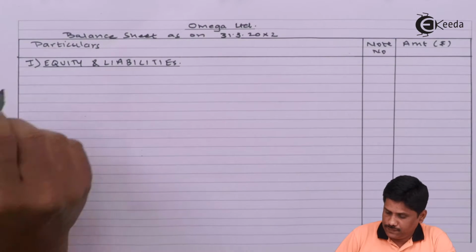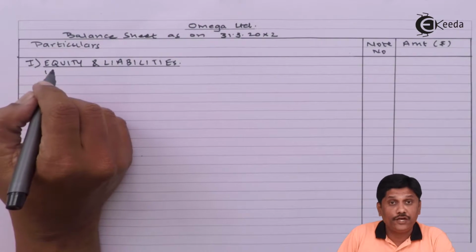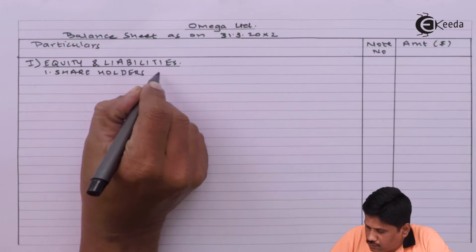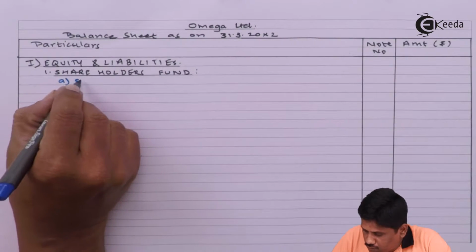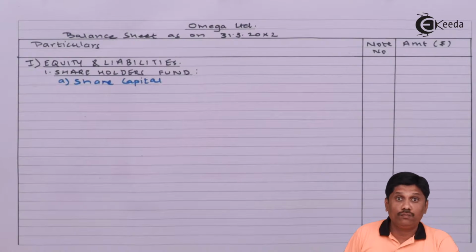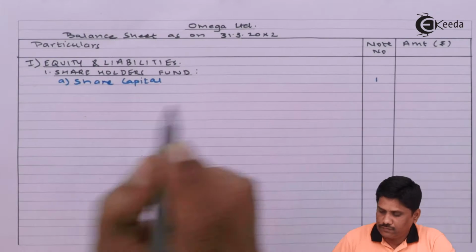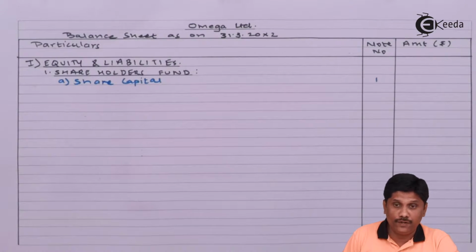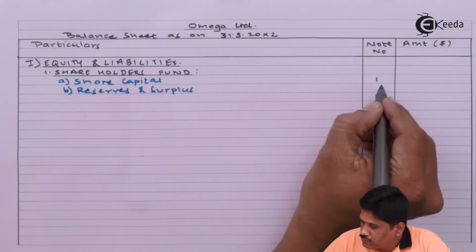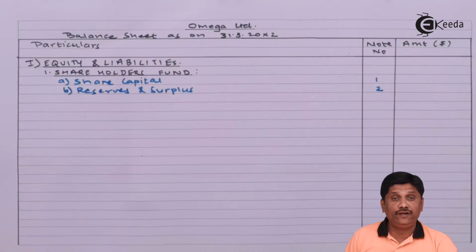Equity and liabilities. Number 1, shareholders' funds. Share capital, we will prepare note number 1 for that. Number B, reserves and surplus. Friends, in reserves and surplus, definitely you will have multiple items, and in that also there are various adjustments to be done. So it is better you prepare a note for your reserves and surplus also by default.